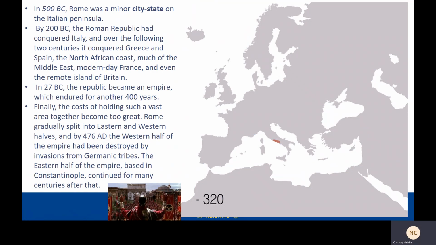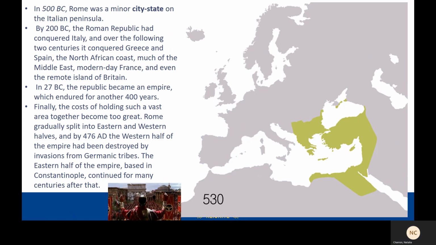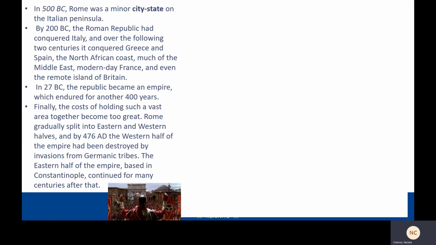Have a look at the growth of Rome because it's quite an impressive thing. Rome began as a minor city-state around the year 500 BC, and by 200 BC, the Roman Republic had conquered all of the Italian peninsula. Over the following 2 centuries, it conquered Greece, then Spain, then the North African coast, much of the Middle East, modern-day France, and even the remote island of Britain, just north of Europe. Around 27 BC, the Republic became an empire, and that empire endured for another 400 years.